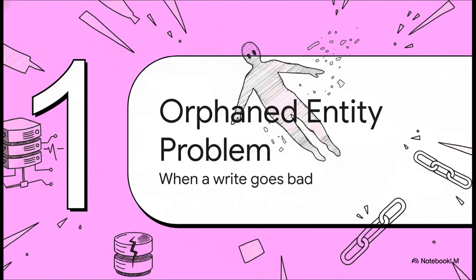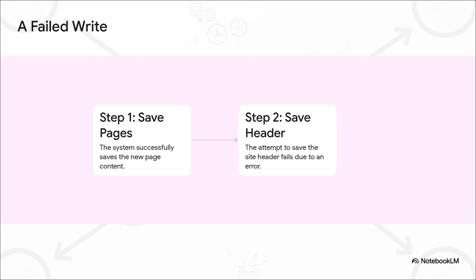And that mess has a name. It's called the orphaned entity problem. You can think of it like a ghost in the machine of your distributed system. It's this half-created piece of data just left hanging there after something went wrong. Let's make this super clear with an example.